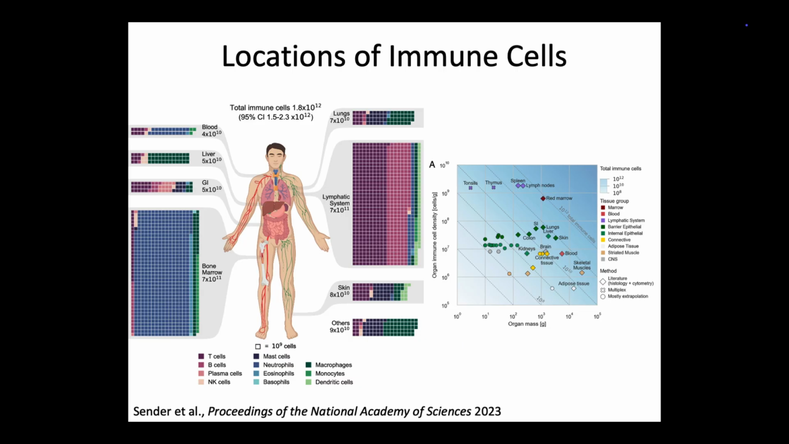They also showed this plot that they made where they looked at how dense our immune cells are and how big the organ is. And so some organs are big organs, but they don't have many immune cells. And some organs are little, but they're all immune cells. So it gets tricky in terms of defining all of this.